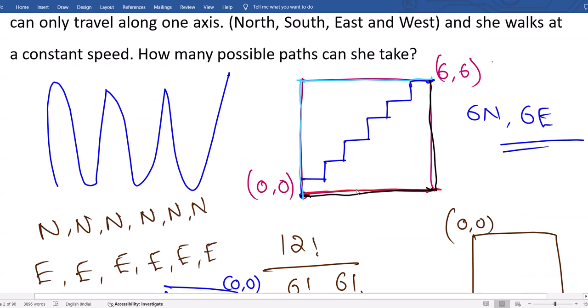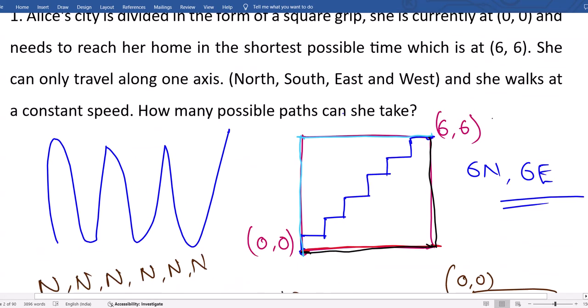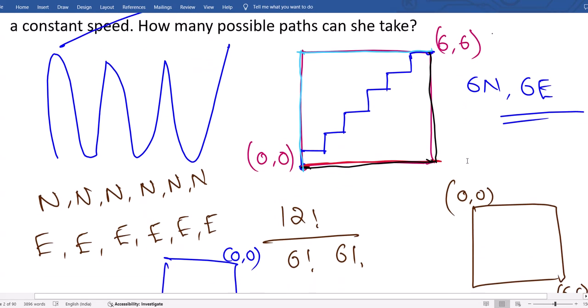Right, so the shortest possible path. They clearly mention shortest possible path because of this. Some people may go up and down, right and left. Some people may go like this also. I start here, go like this, and come like this. This is not the shortest path from 0,0 to 6,6. So when you go north, don't come down again. When you go east, don't go west again. It's like a zigzag repetition, more time taken. The shortest possible is this, so this is the answer.